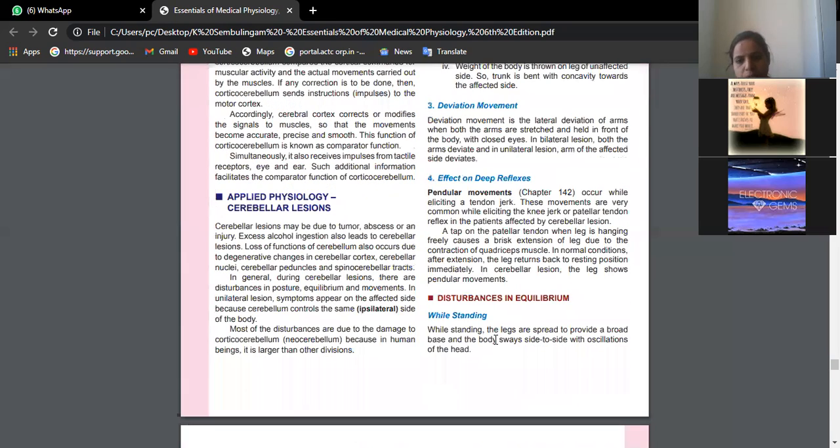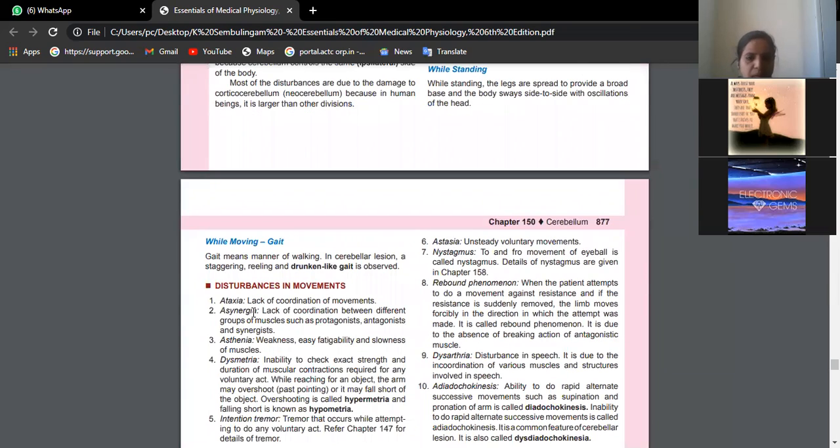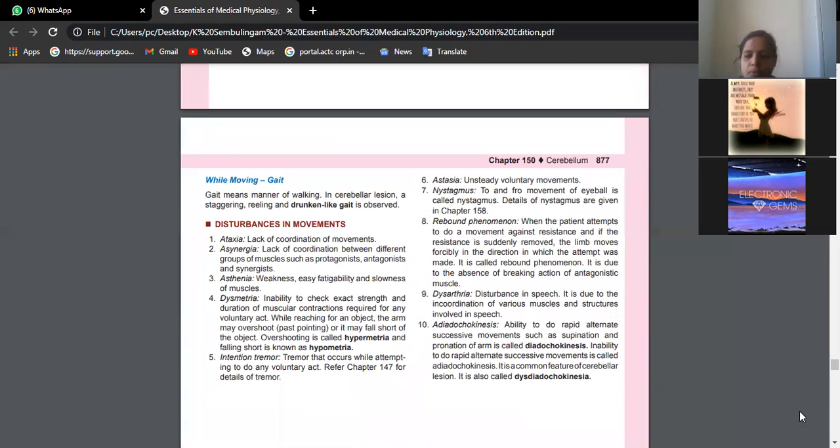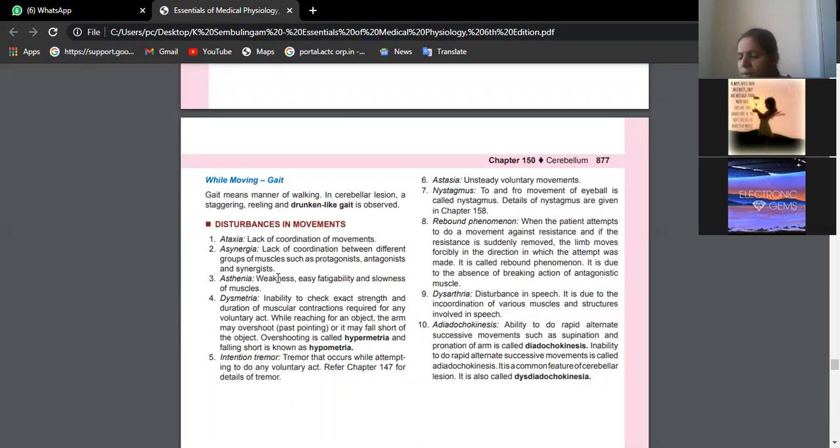Deviation of movements, deep reflexes will be lost, and the equilibrium also will be lost. Gait disturbances, a drunken-like gait, will be observed. Gait is the manner of walking. The other disturbances are of coordination of activities, a lack of coordination between different groups of muscles. Our antagonist and synergist muscles work in equilibrium, no? Such things will be gone. Asthenia, muscle weakness. Dysmetria, the inability to judge the exact strength and duration of muscle contraction required for any voluntary act. Either there will be excessive movement, hypermetria, or less movement, hypometria.